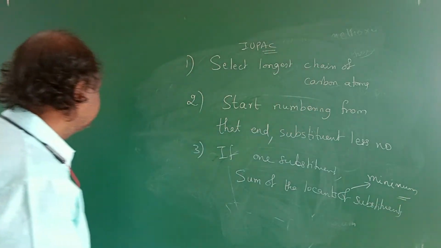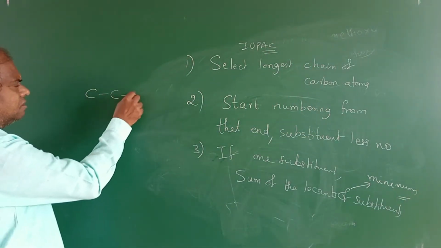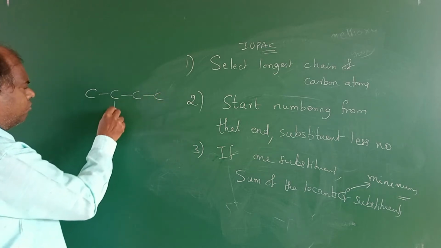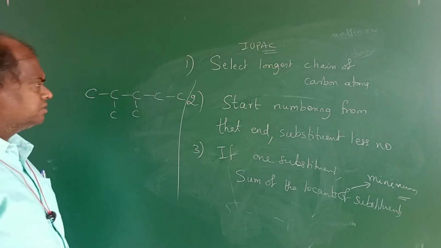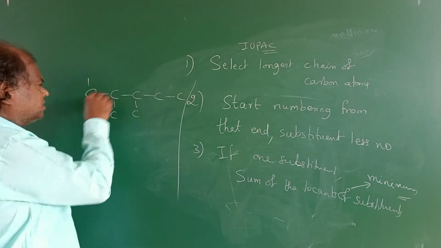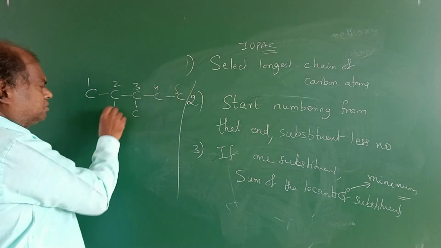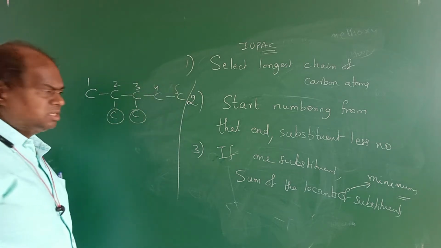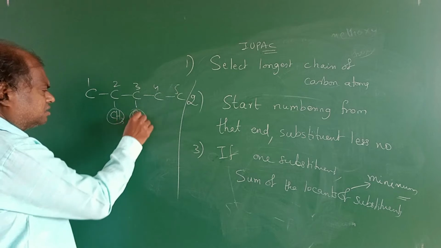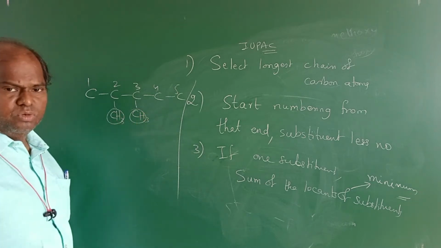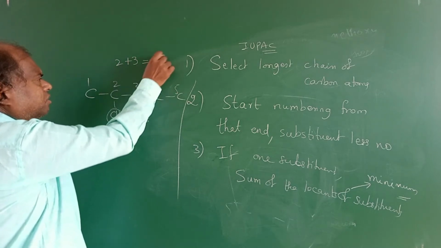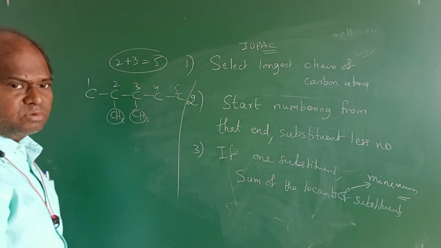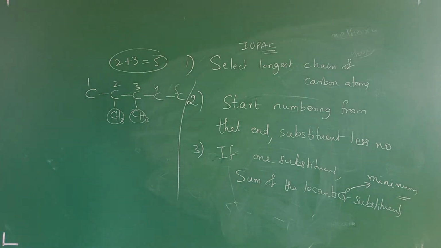Now, suppose you have this like this. Suppose there is a situation like this one, right? Now you can start numbering from this end 1, 2, 3, 4, 5. Remember, these two are substituents. This is CH3, right? Actually, hydrogens are not written, it's understood. These two are substituents. So if you start from this end, student, what is the number you will get? Sum of the locants. Sum of the locants means sum of the numbers. What's the number you get? 2 plus 3, 5. Am I right? 2 plus 3, 5.